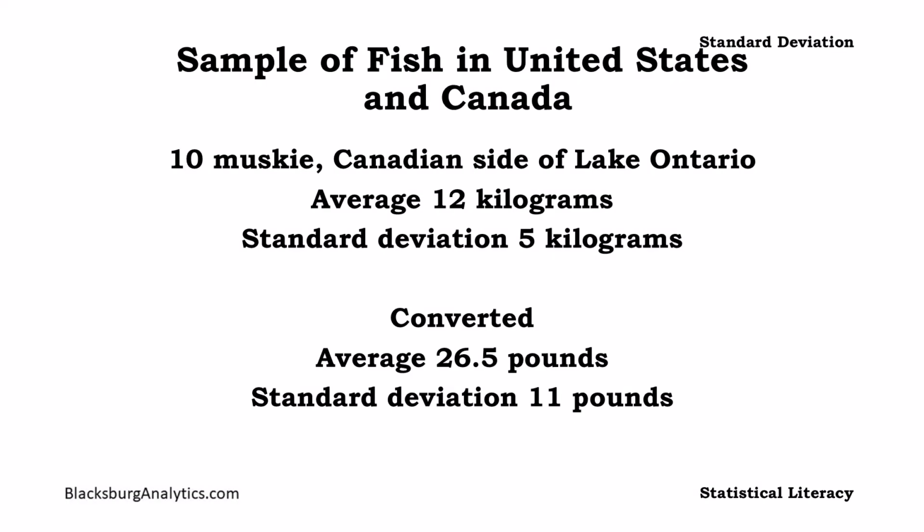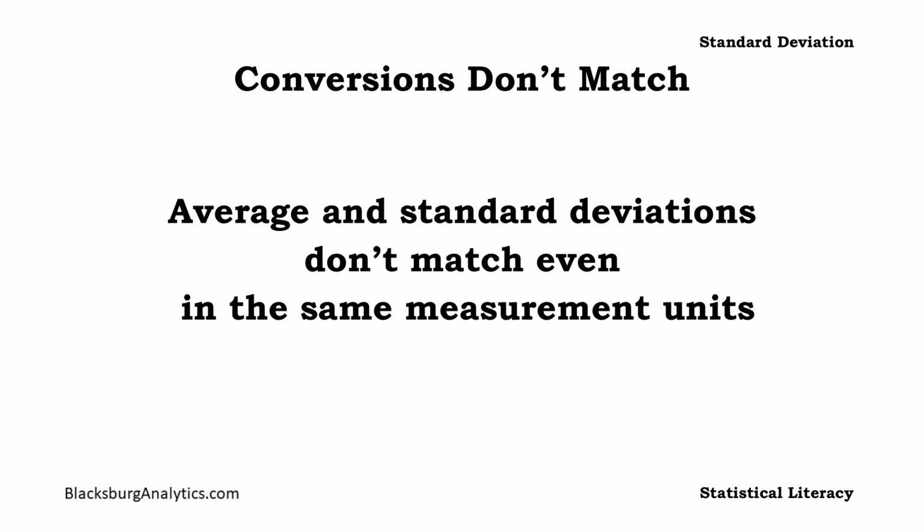But suppose we get another sample of 10 muskie from the Canadian side. The average is 12 kilograms and the standard deviation is 5 kilograms. Converted to pounds, the average is 26.5 pounds with standard deviation 11 pounds.